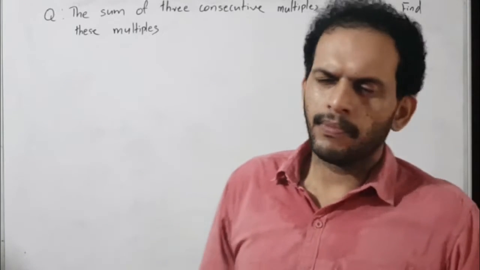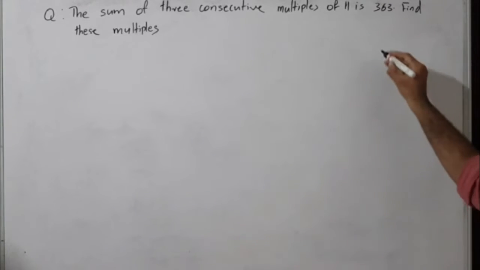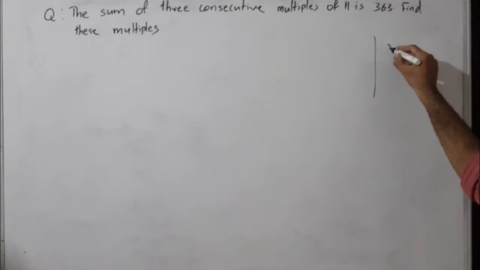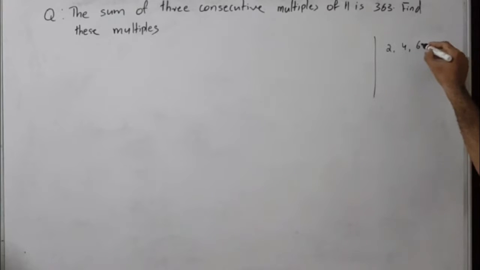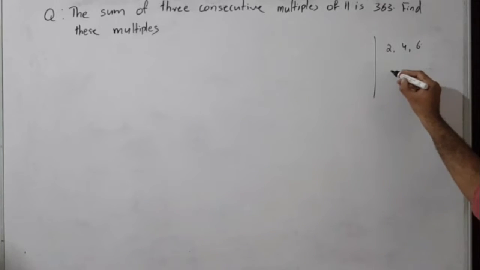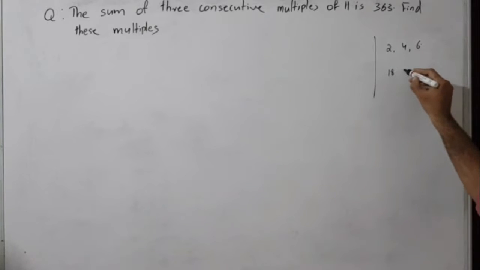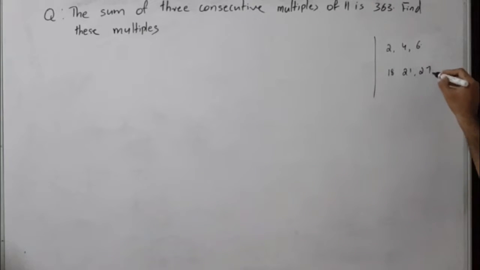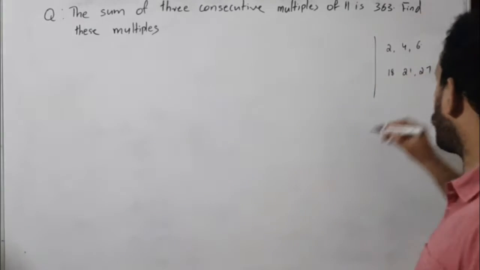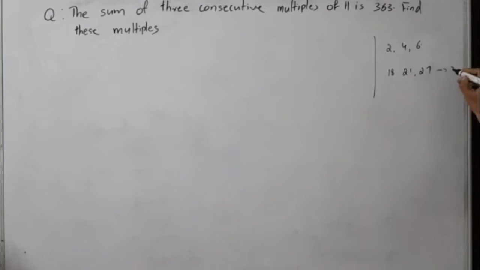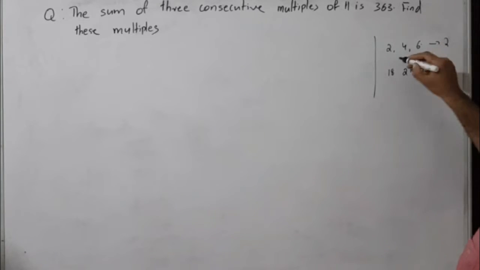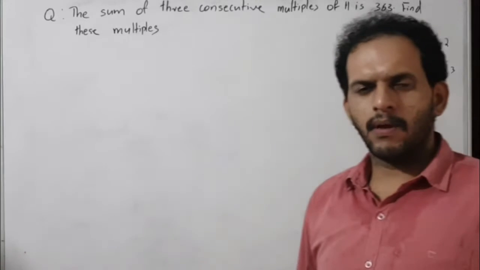For example, the consecutive multiples of 2 are 2, 4, 6. The consecutive multiples of 3 are 18, 21 and 24. These are the consecutive multiples of 3. These are the consecutive multiples of 2. 2, 4, 6 are the consecutive multiples of 2.